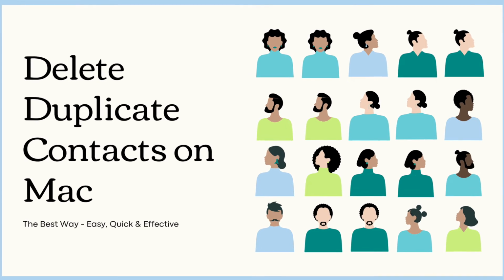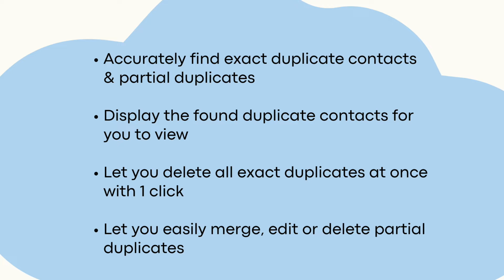This video will show you how to find and delete duplicate contacts on Mac in the best way. This method has four advantages. It finds exact duplicate contacts and partial duplicates, displays the found duplicates for you to view, lets you delete all exact duplicates at once, and helps you easily handle partial duplicates.